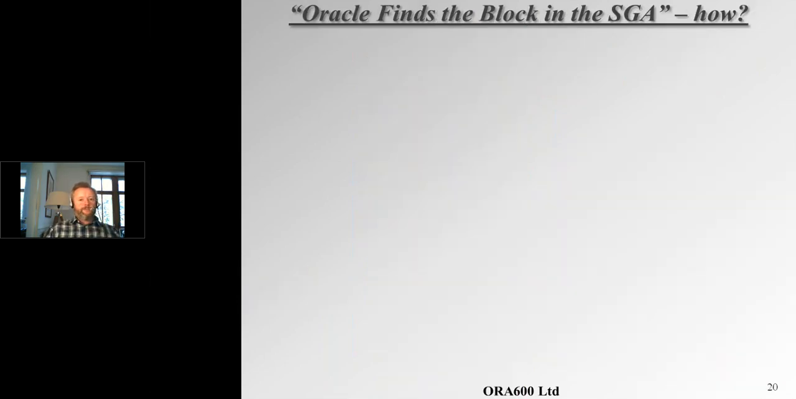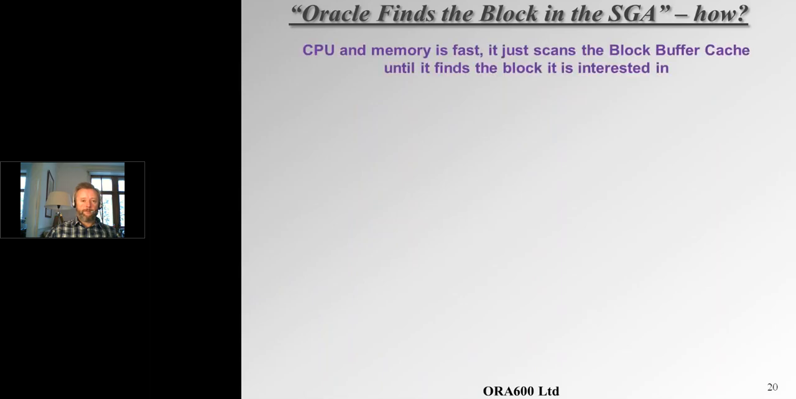So, how does Oracle find the block in the SGA? I keep on saying this, Oracle checks for the block in the SGA, but how does Oracle do this? Now, I've had a couple of crazy ideas in my working time with Oracle. First of all, I thought CPU's fast, memory's fast, it just scans the block buffer cache each time until it finds the block. Well, that's silly, it doesn't do that at all.